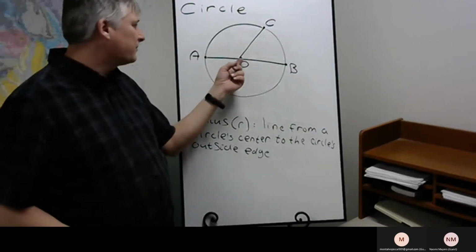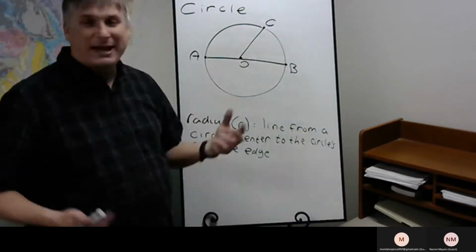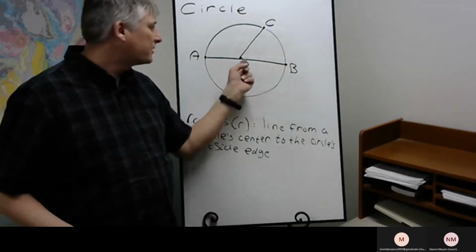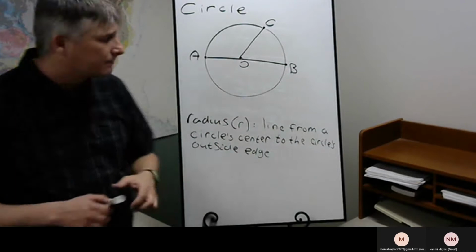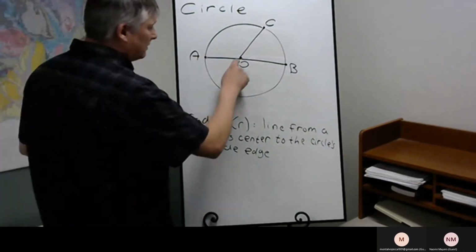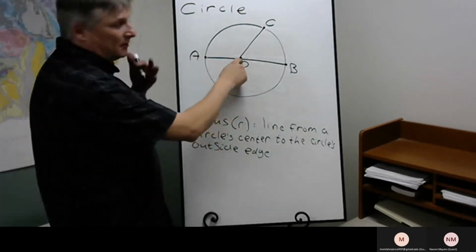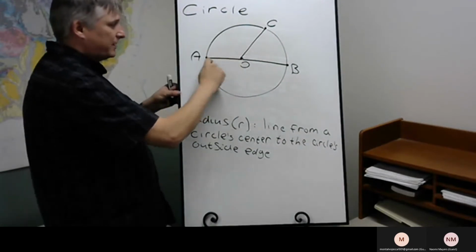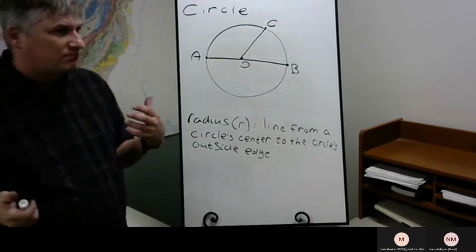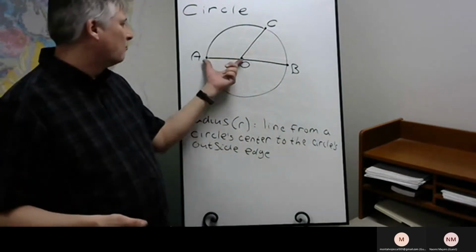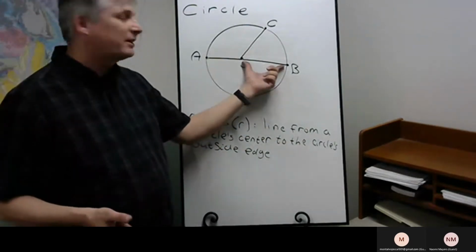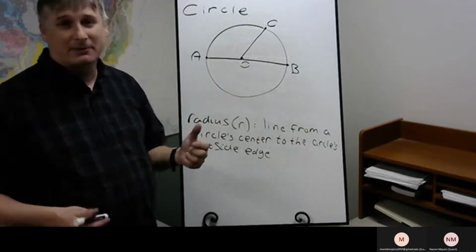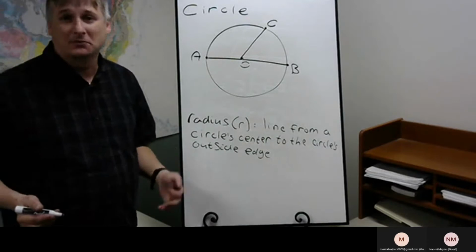Well, if you look at this, if you went from here to here, that's a radius because it goes from the center to the edge. So this part of the diameter is a radius. Likewise, if you go from the same center to this point on the edge, this is also a radius. So one radius, second radius. There's two radii in a diameter. And so that's an important property of the circle.